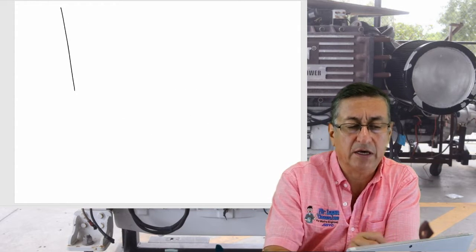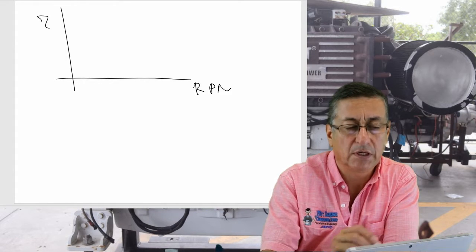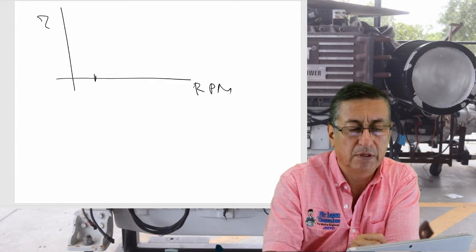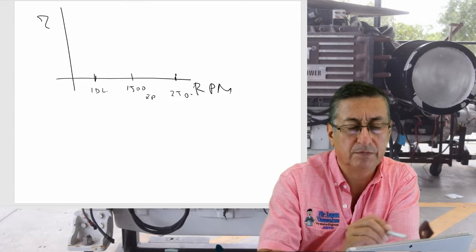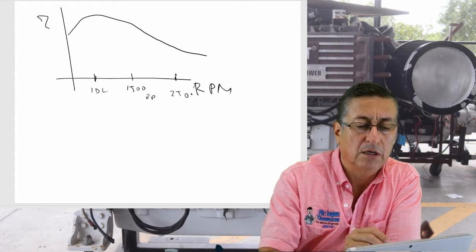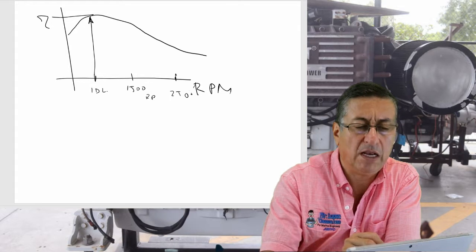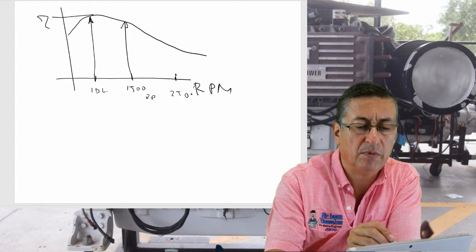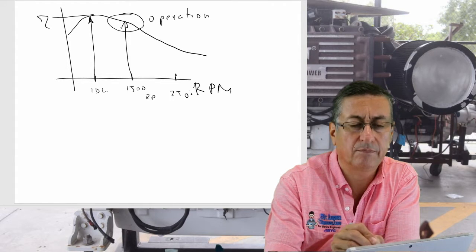We are going to do the graphic. This is the torque and this is the time or the RPMs, and this is idle. This is 1500 RPMs and this is 2500 RPMs, and normally the curve is like this. Yes, the maximum torque is produced in idle, and normally the majority of the manufacturers recommend this as the operational RPMs.